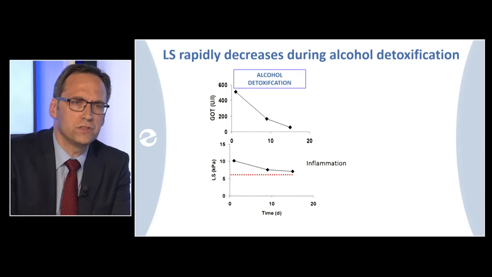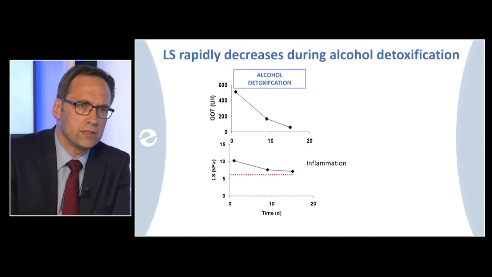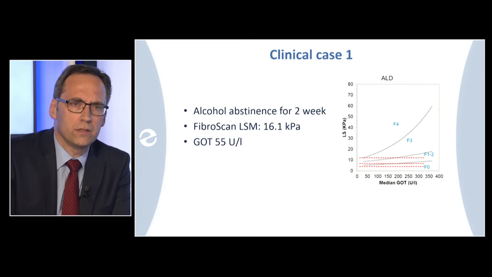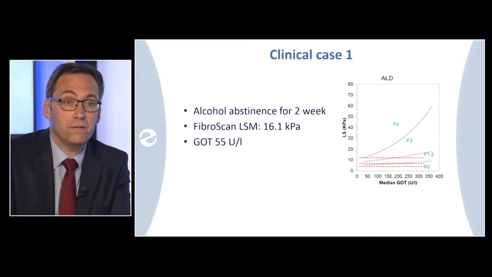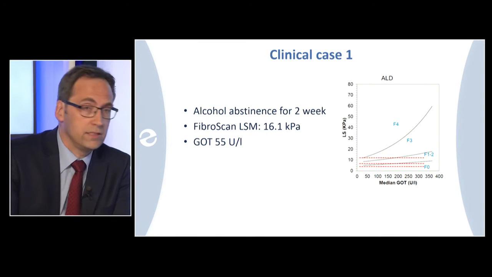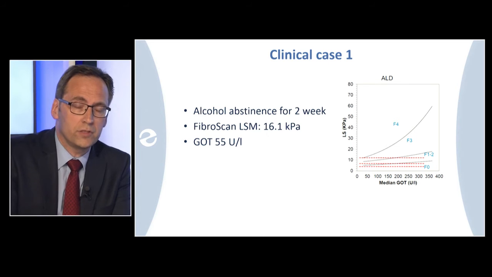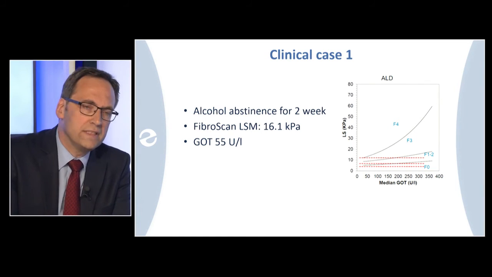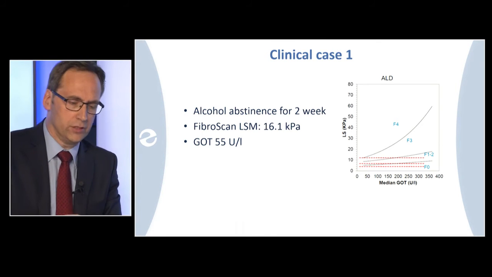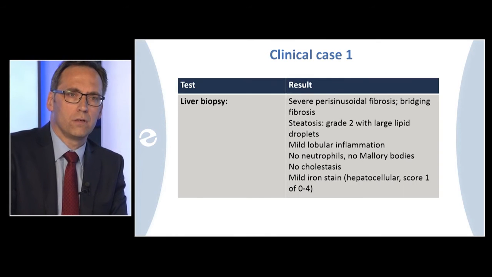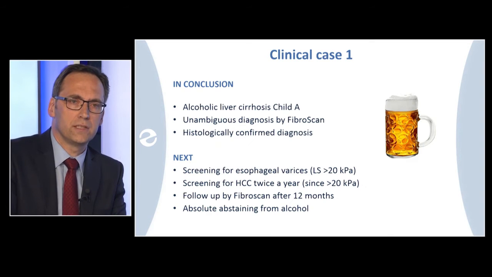We could have used the other approach that I mentioned, an intervention. And in fact, we did, and we remeasured the patient. And you see here the GOT went down to 55 and the stiffness went to 16.1. Still cirrhotic. And unfortunately it's missing now, but if you follow up, he would still be in the cirrhotic range. And that is now the biopsy that I mentioned.